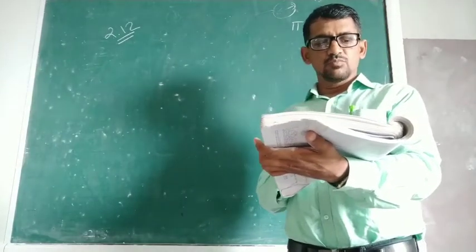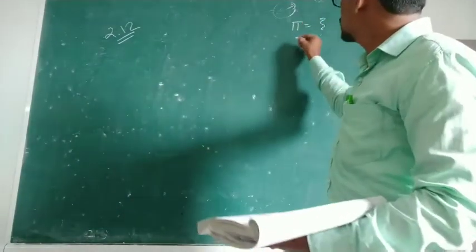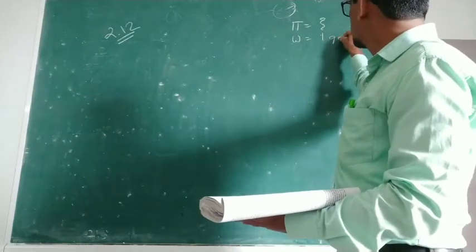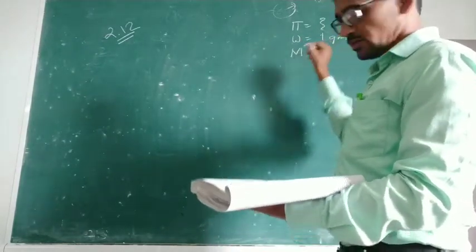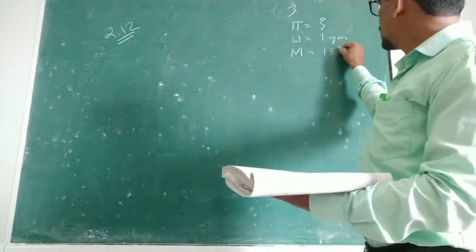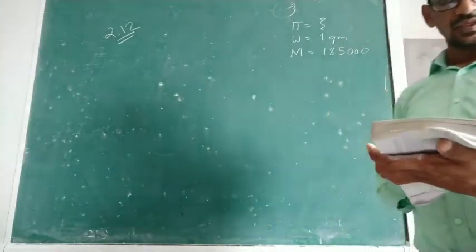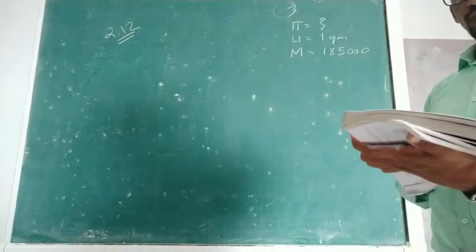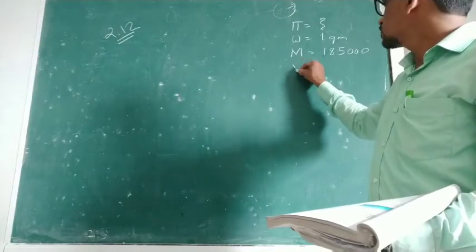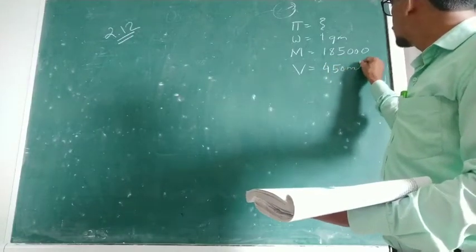Exerted by the solution by dissolving 1 gram of polymer. So here weight is given, W is equal to 1 gram. Molecular weight is also given, it is 185,000. The molecular mass is given. It is added in 450 ml of water. So water is given, so here V is 450 ml.